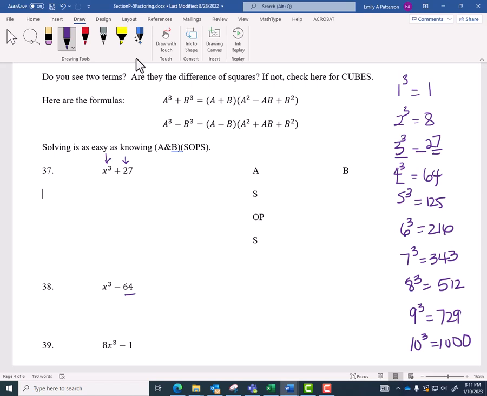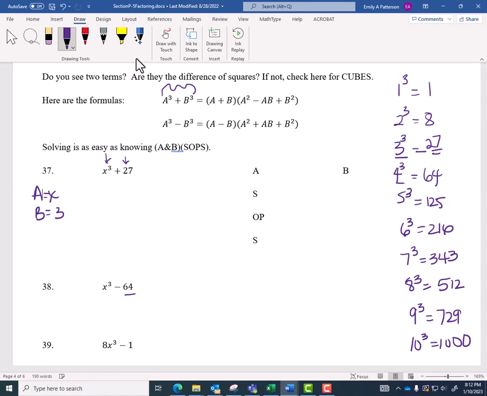Each time, we're going to acknowledge what is A and what is B. When we're factoring this, we're paying attention to this part of the equation, so we have to figure out what got cubed. If x cubed is the first term, that means A is the cube root of it. If the second term is a cube, that means B is the cube root of it.